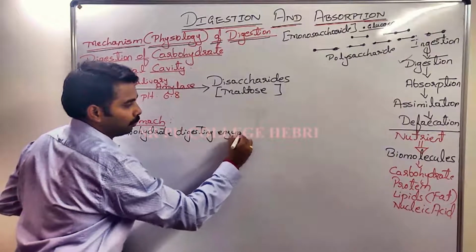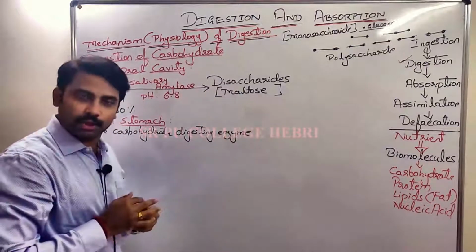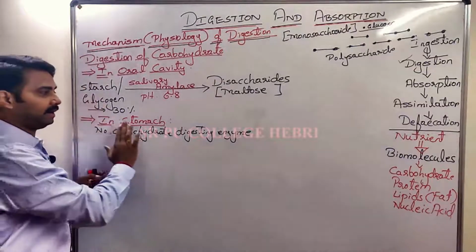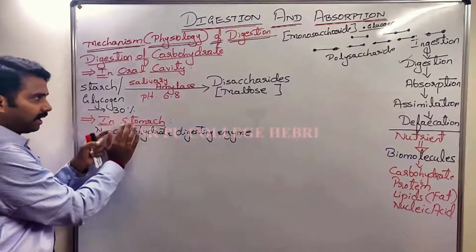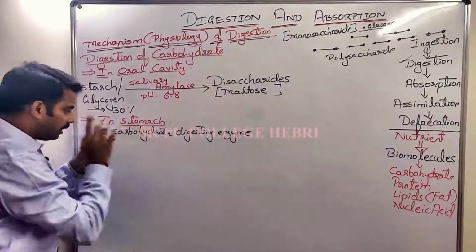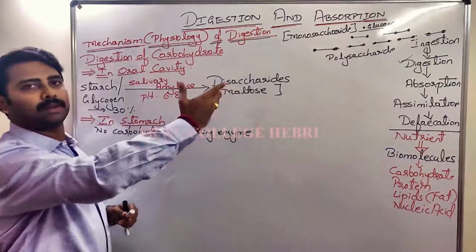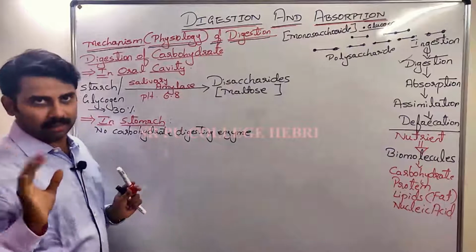No carbohydrate digesting enzyme in which juice? Gastric juice. Hence, there is no action of carbohydrate in the stomach. Okay, so the 70% carbohydrate and maltose undergo no change in your stomach. In higher-level study there is some change, but at this level you don't need such detailed study. Understand.